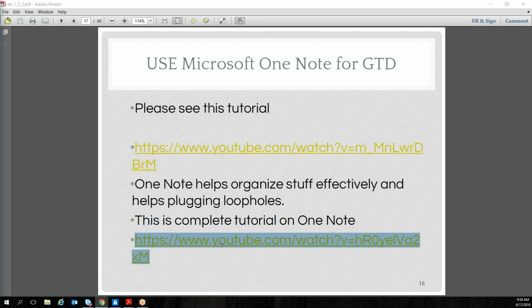So this is another link for the OneNote guys. You can refer to this link at a later stage. It's around a one hour tutorial, and just see what it says, and we can discuss it further in the next session.